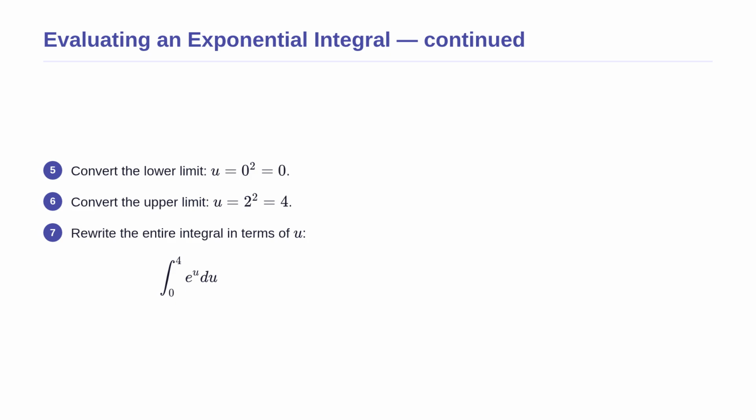We are continuing with our exponential example. Now that we have our u and du, we must convert our limits of integration from the x world to the u world. We plug our old lower limit, x equals 0, into our substitution equation u equals x squared. This gives a new lower limit of 0. We do the same for the upper limit, plugging in x equals 2, which gives us 2 squared, or 4.